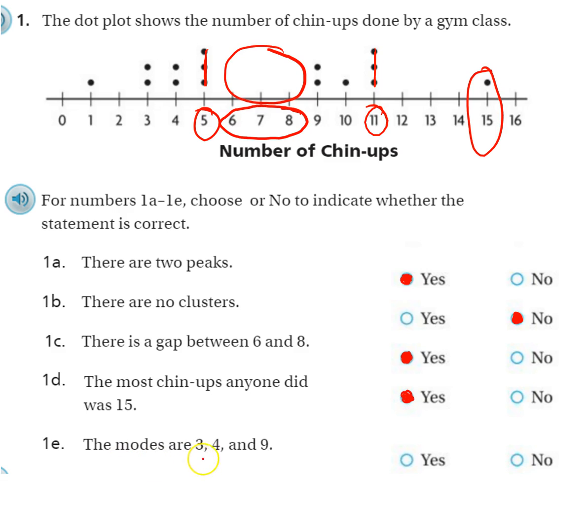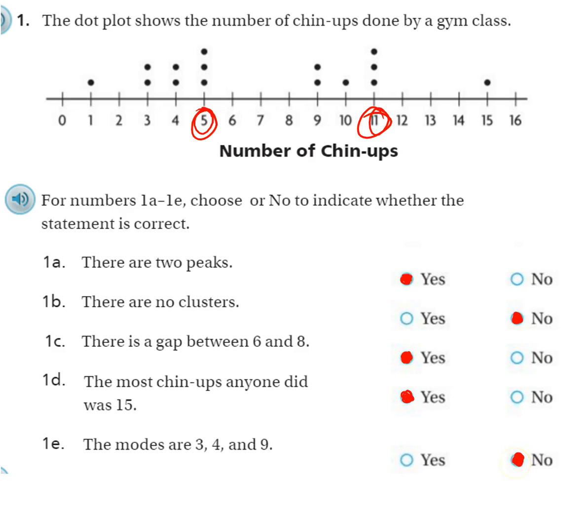And then the modes are 3, 4, and 9. Well, the modes are the most. So there's the most dots at 5 and 11, not at 3, 4, and 9. Those don't have the most. Those each have 2. But 5 and 11 both have 3, so they would be the modes. So that is not true.